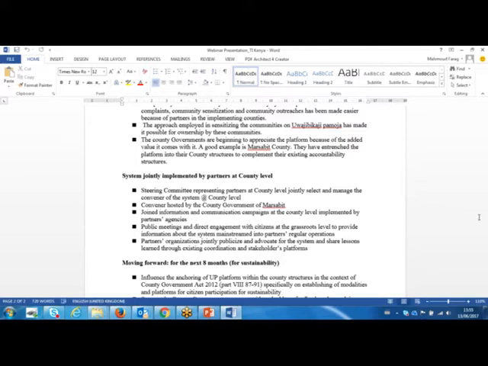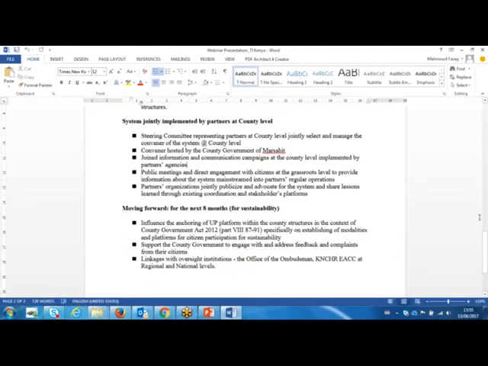Moving forward, in the next few months, if we have some resources, we want to influence the anchoring of this platform, as our constitution specifically provides for establishing modalities and platforms for citizen participation and sustainability. We want to influence the anchoring in the other 3 counties and support the county governments to engage and address feedback and complaints from citizens. Lastly, we also want linkages with oversight institutions like the Ombudsman Office in Kenya, the Commission on Administrative Justice, the Kenya National Commission on Human Rights, and the Ethics and Anti-Corruption Commission at the regional and national level. That is where we are in terms of Wajibikaji Pamoja in Kenya.